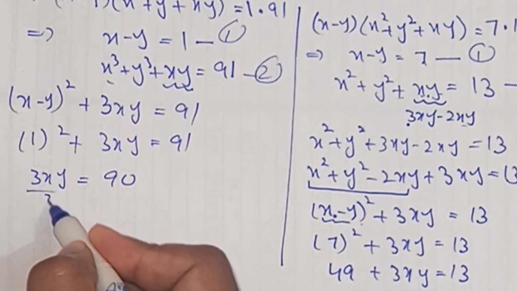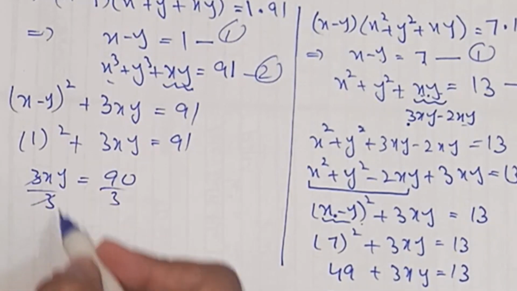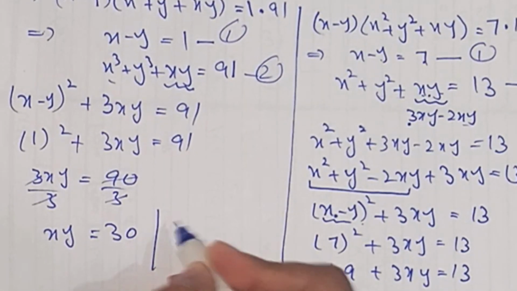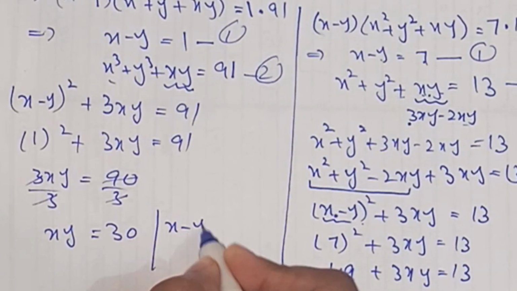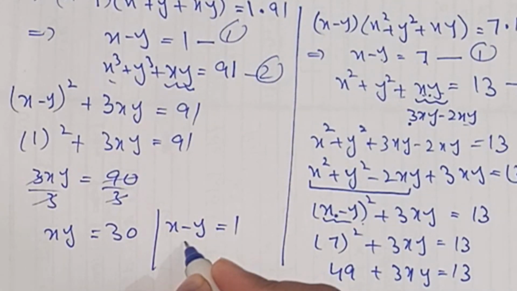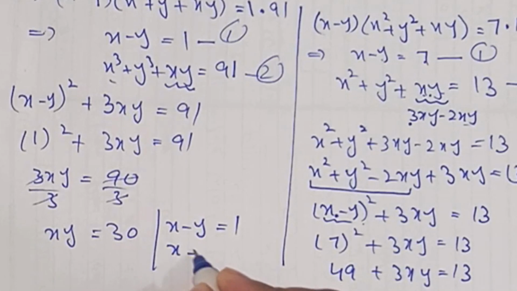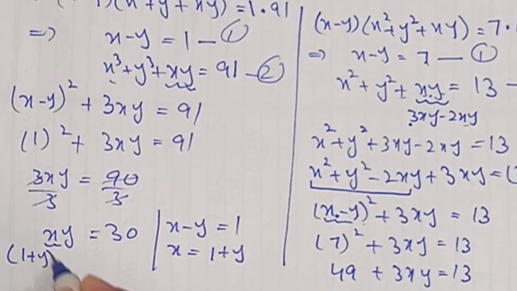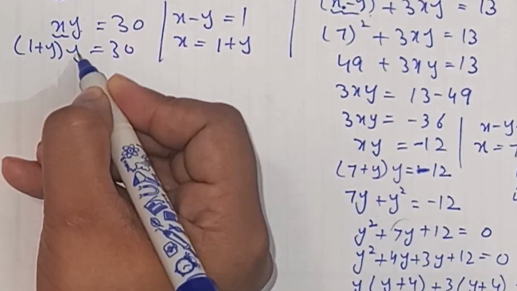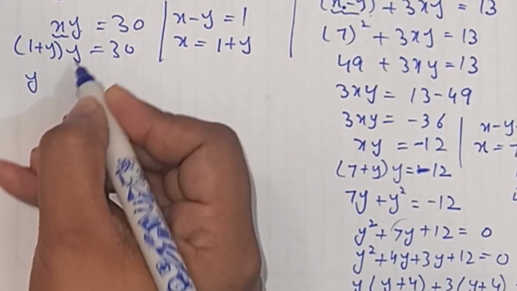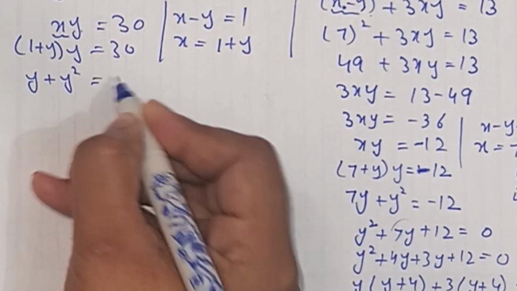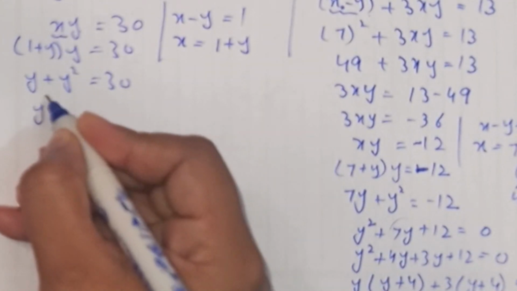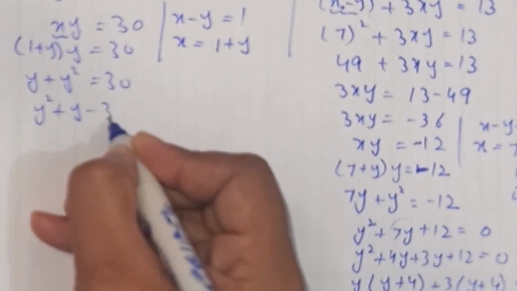Divide this equation by 3 on both sides. So this will cancel, we just get the product of xy, and this will become 30. And equation number 1 is x minus y is equal to 1. If we add y on both sides, this will become x is equal to 1 plus y. So we write here (1 plus y) times y is equal to 30. Multiply this y by 1, we get y. Multiply this y by y, we get y square. It's equal to 30. And in the next step, if we subtract 30 on both sides, this will become y square plus y minus 30 is equal to 0.